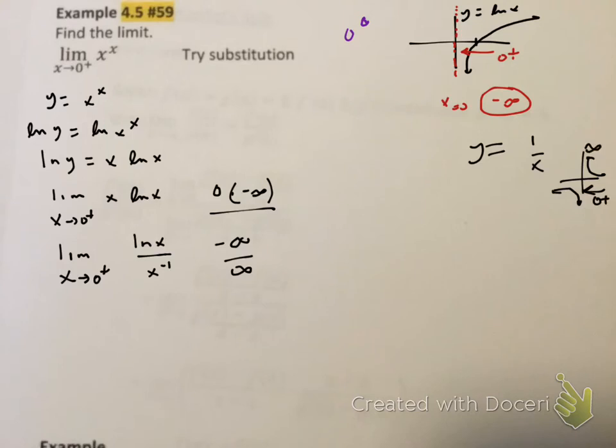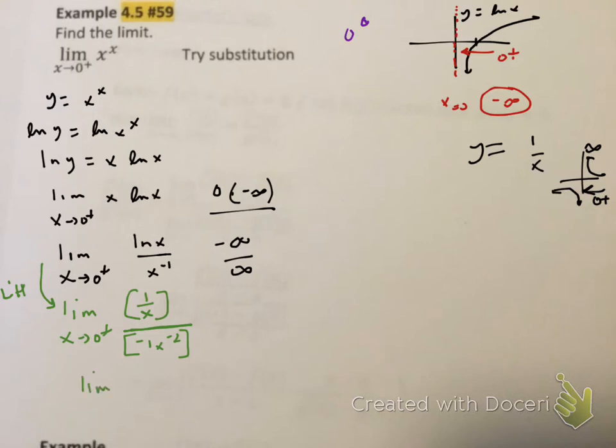So, good news. I can apply L'Hopital's rule. So let's do a different color. I need another color. When I apply L'Hopital's rule, I would have the limit as x approaches 0 from the right of 1 over x, over negative 1 times x to the negative 2. All right, that's what we have. Now, I don't want to work with this. I want to go ahead and simplify this and do some algebra to it.